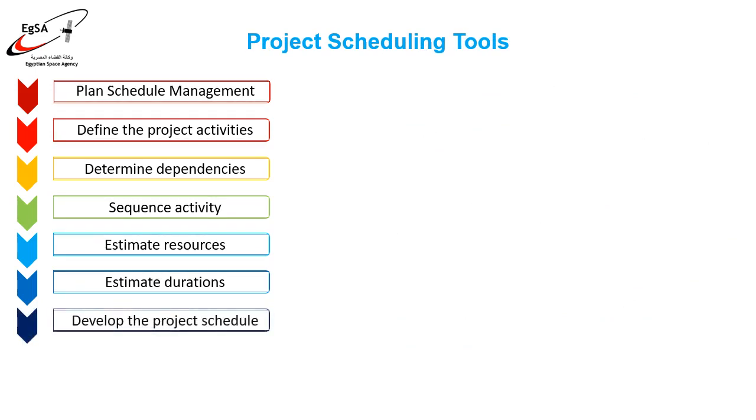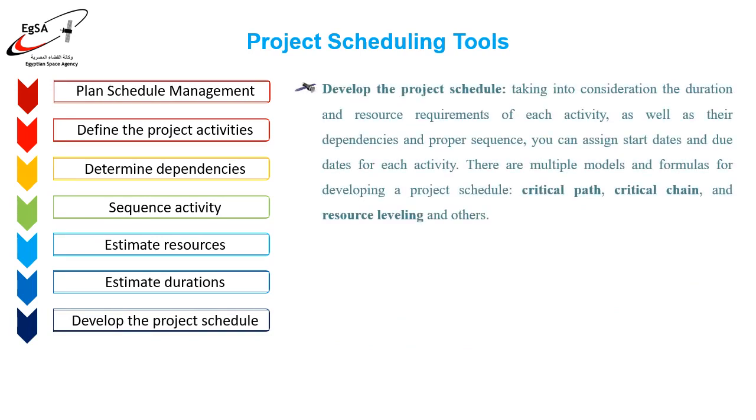7. Develop the project schedule. At this point, you should have all the information you need to develop your project schedule, taking into consideration the duration and resource requirements of each activity, as well as their dependencies and proper sequence. You can assign dates and due dates for each activity. There are multiple models and formulas for developing a project schedule, including critical path, critical chain, resource leveling, and others.